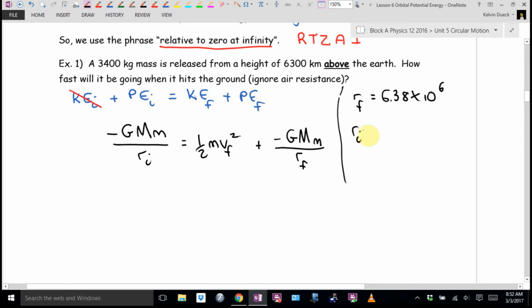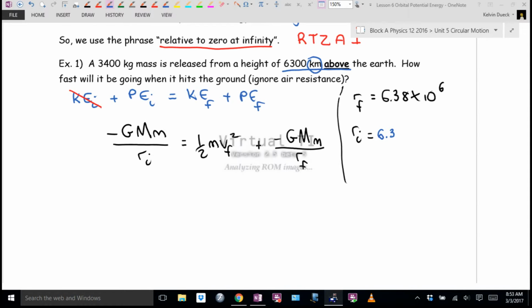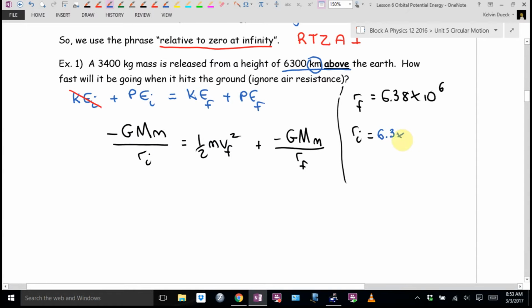What's R initial? Here's our key phrase. Please notice it's kilometers above the Earth. So it's going to be 6.3. Can you multiply that by 1,000? Do you get 6.3 times 10 to the 7th? Double check me. Or 10 to the 6th. Okay, 6.3 times 10 to the 6th.